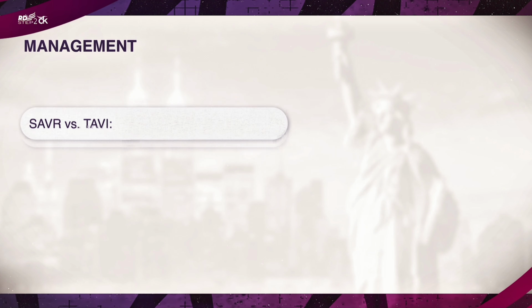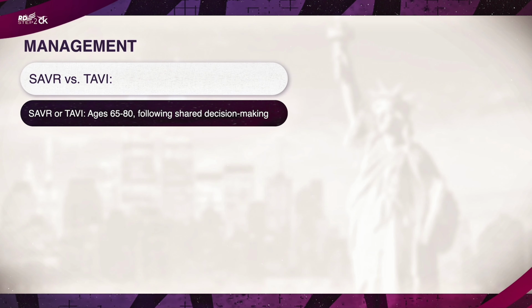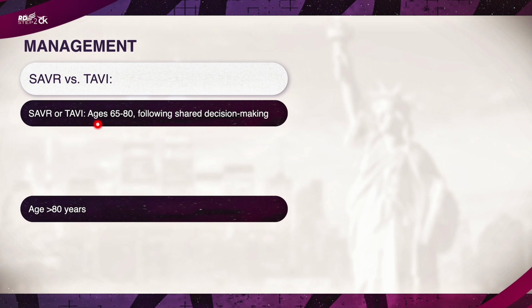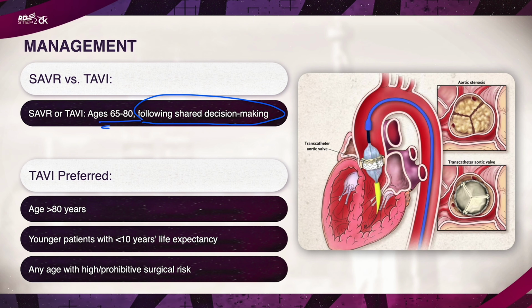When deciding between SAVR and TAVI, surgical aortic valve replacement versus transcatheter aortic valve implantation, we look at the age, surgical risk, and overall health. For patients between 65 and 80, both are valid options, actually, and the decision should be shared between the patient and the care team.